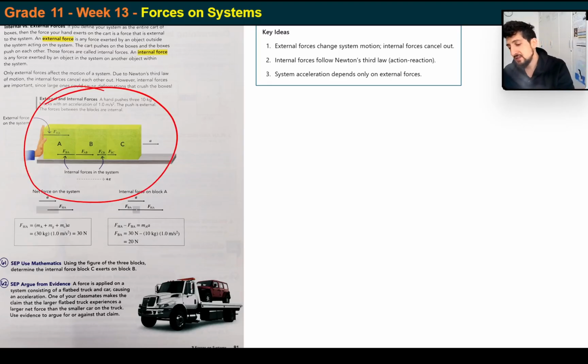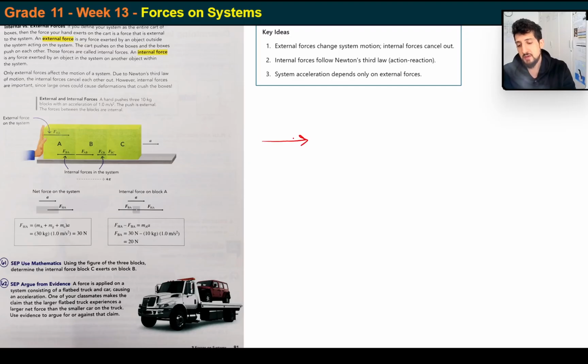So here we have a system with three boxes, and there is an external force acting on it. The external force is the force coming from the hand. So we've got F hand, an applied force, and it turns out it's 13 newtons. That is acting on A, and of course A is acting on B, and then B is acting on C.